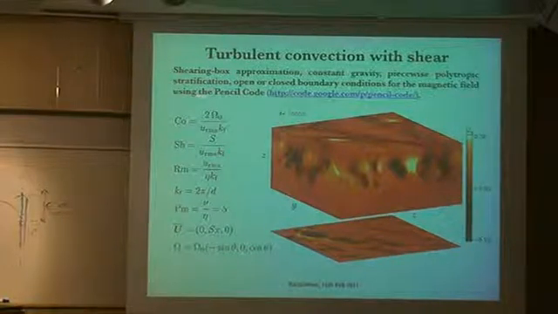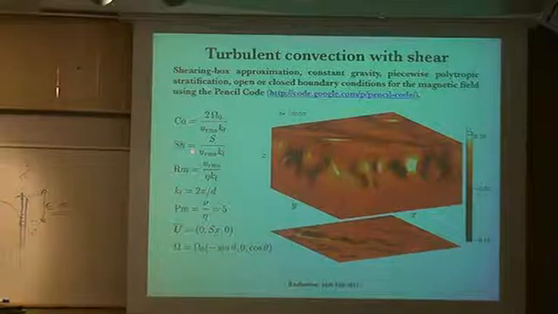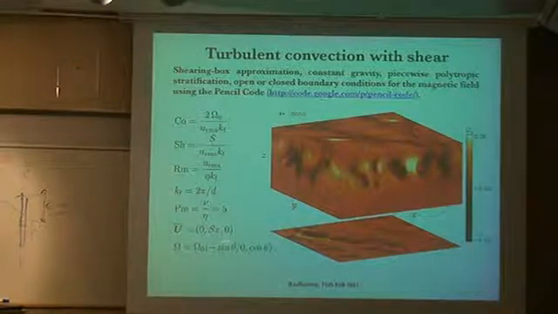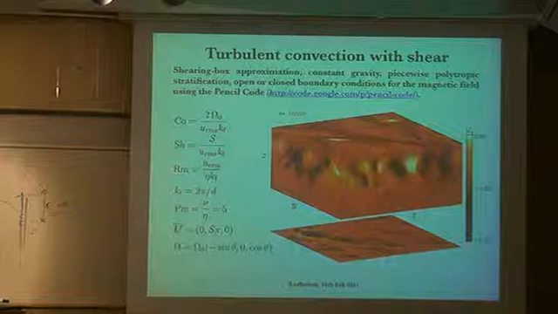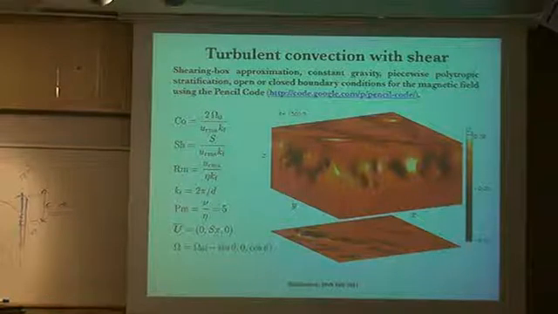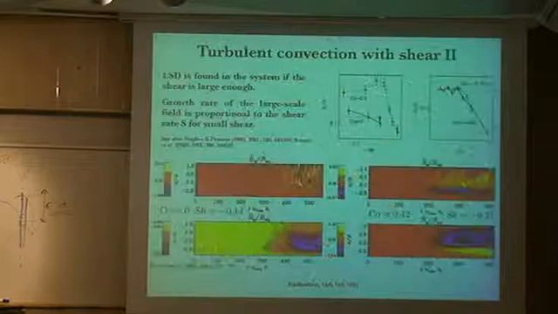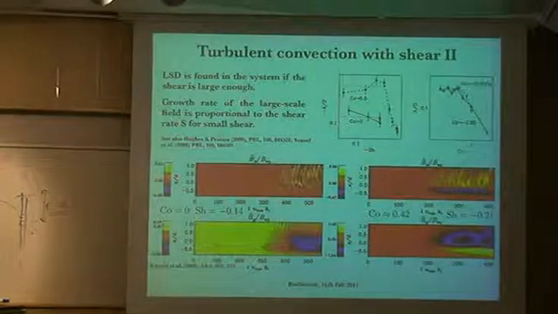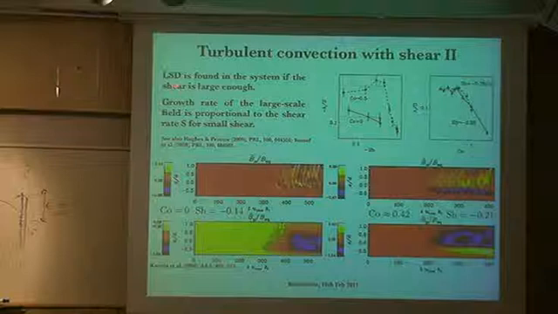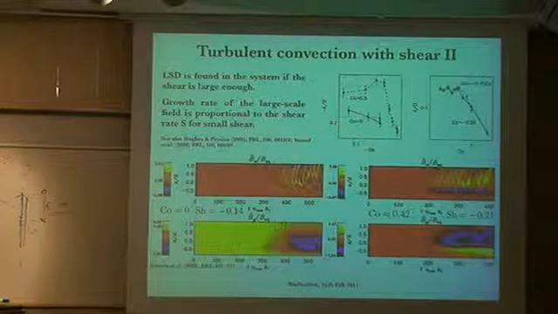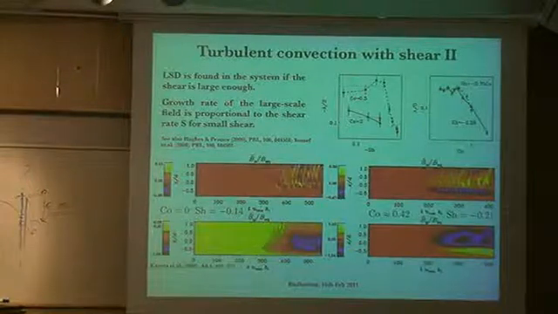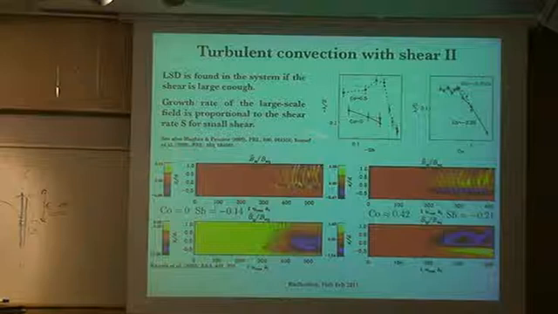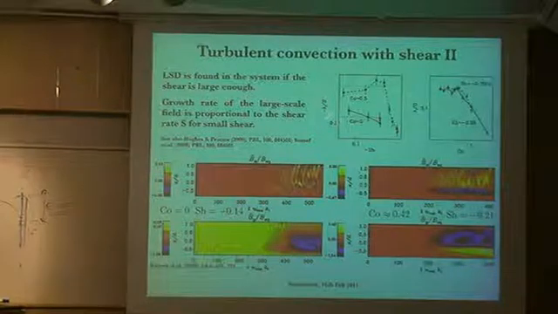Okay, then there are some dimensionless numbers that you should remember: Coriolis number, shear number, Reynolds number, and we have a very simple shear here, and we always consider the rotation vector pointing in the vertical direction. What we find when we include this shear is that we immediately find there is a large-scale dynamo where the shear is sufficiently large. We find this in the case where there is no rotation, and also in the case where there is rotation, and that for small values of the shear parameter, the growth rate of the dynamo is proportional to the shear rate.